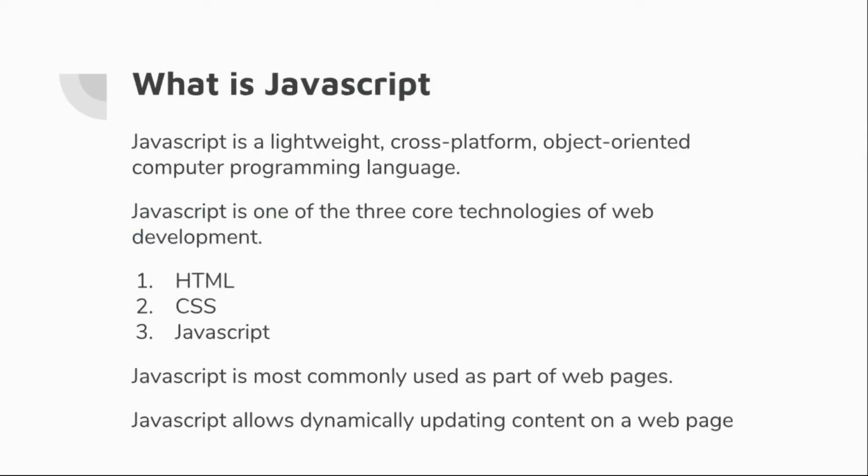Hello guys, today we learn JavaScript language basics. So we start. What is JavaScript? JavaScript is lightweight, meaning JavaScript uses very little of your computer memory when you program in it. JavaScript is cross-platform, meaning JavaScript can be used on multiple platforms. Object-oriented computer programming language means JavaScript is an object-oriented programming language. We will use objects in JavaScript in future videos.